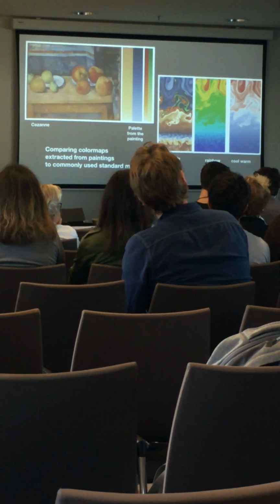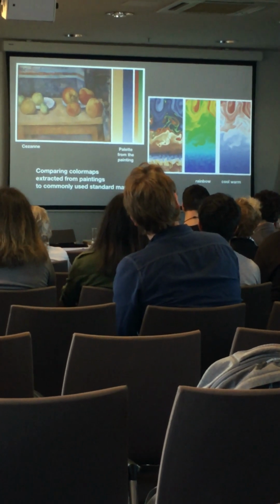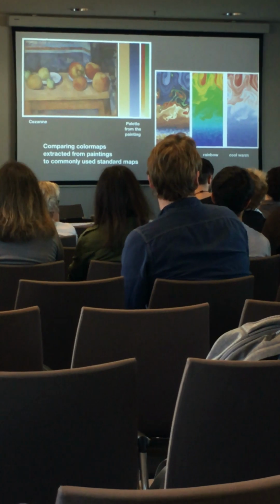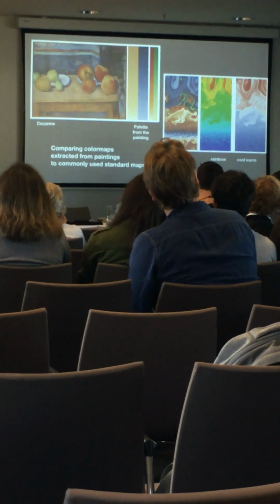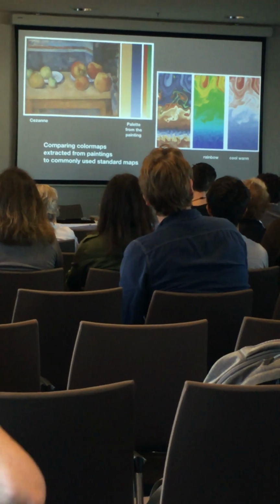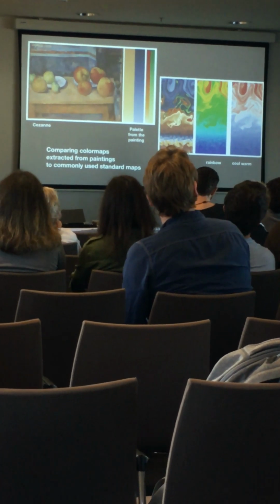If you look on the left, you have Cézanne's fruit on a table, maybe it's pears on a table, and also the color maps that I built from palettes extracted from the painting. Then just to the right is a visualization of ocean currents in three different palettes. The first one is drawn from the Cézanne painting, and the second two are the rainbow and the cool warm color map, which if you've been at the conference much will be very familiar to you.